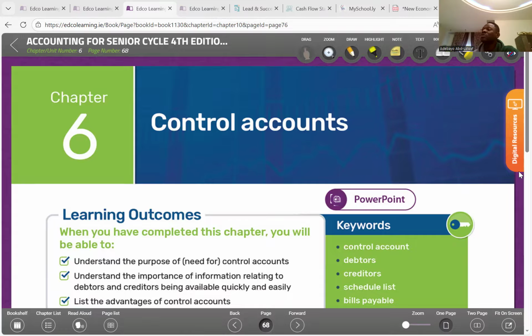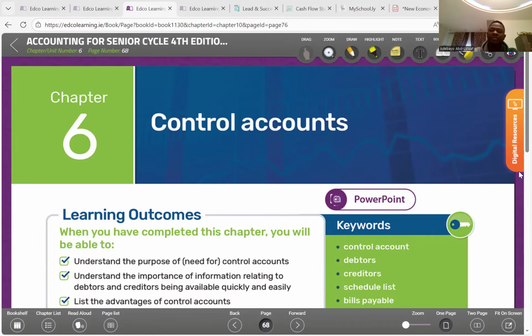Credit customers are those customers we sell to on credit. Credit suppliers are those businesses we buy from on credit. That is control account. So it's about the balances in the debtors control account and the balances in the creditors account. I think that point is clear there.